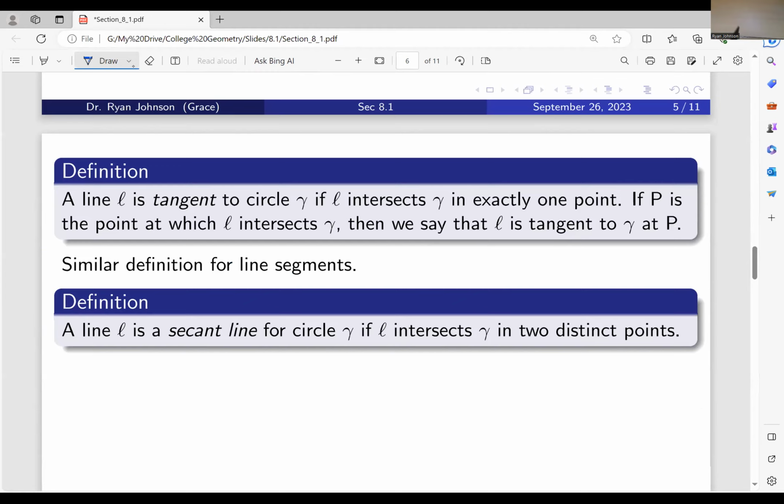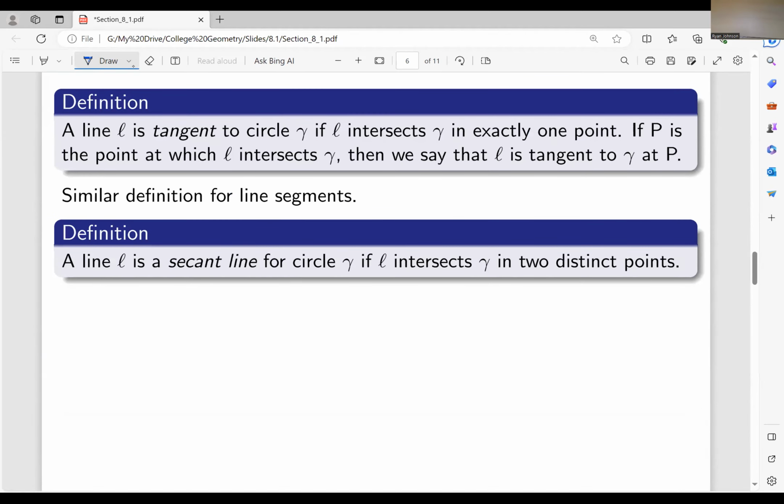Definition: a line L is tangent to a circle gamma if L intersects gamma in exactly 1 point. If P is the point at which L intersects gamma, then we say L is tangent to gamma at P. Okay, so a line can be tangent and a point can be the place where the line is tangent. For line segments, here's a circle. The line segment has to be a subset of the line where the point of tangency is included.